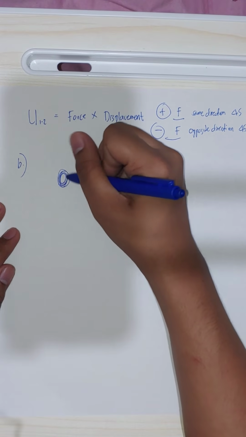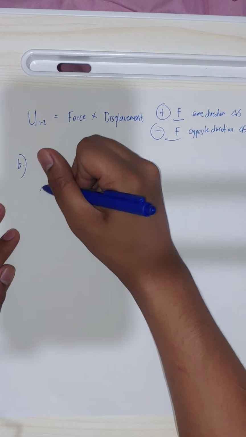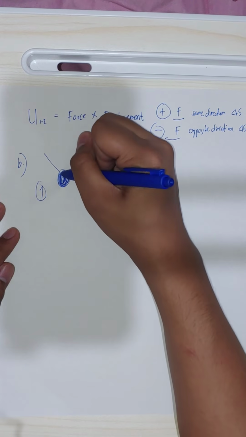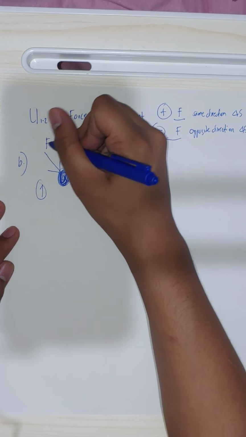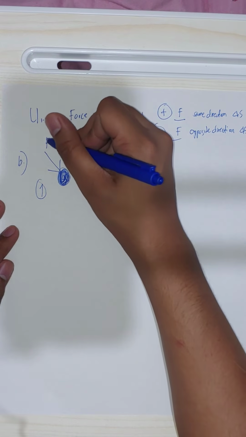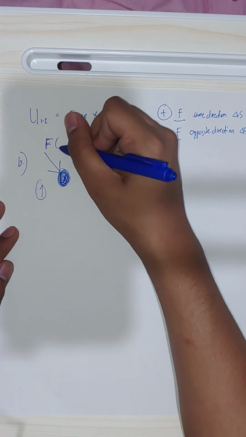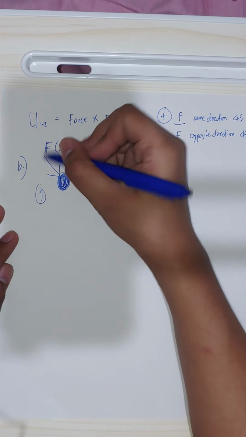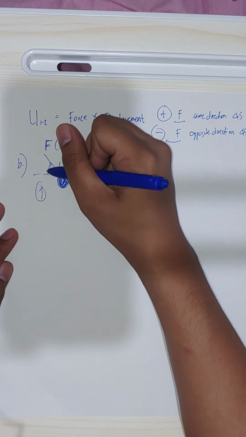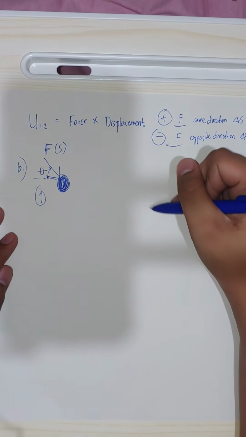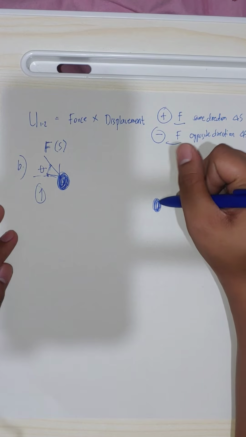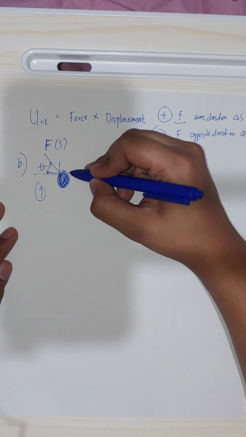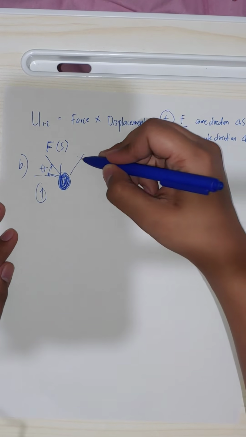At times we are given a force that varies. Let's say this is our particle at its initial position, and then we have a force F here, and this force F is a function of the displacement. Let's say F of S. Let's say it is inclined, so we have theta here, and this is our final position. Again, this is the displacement delta S.